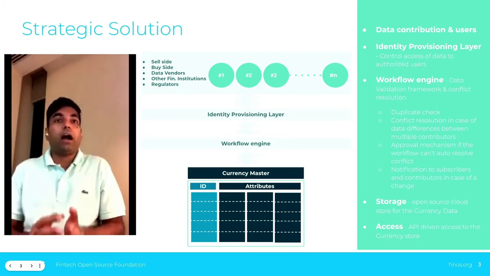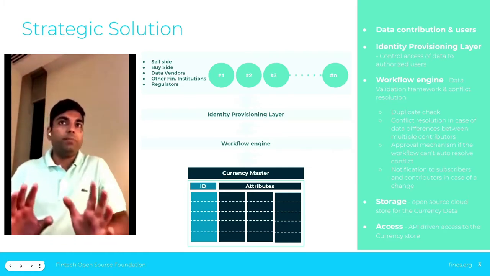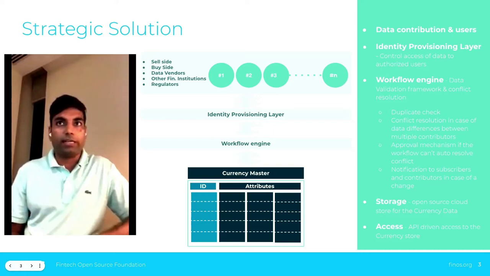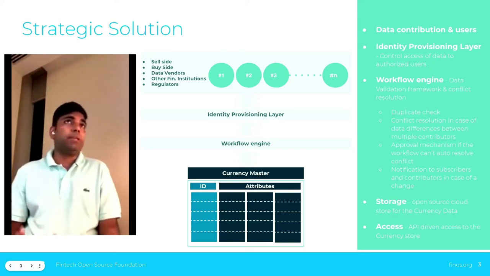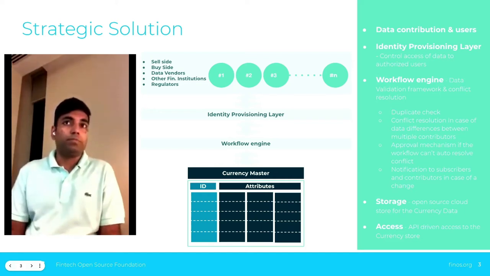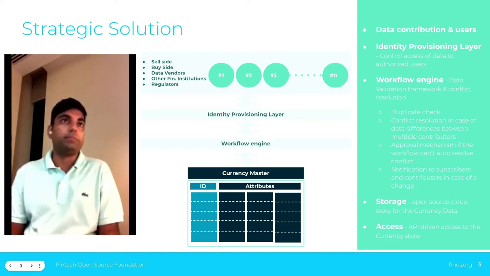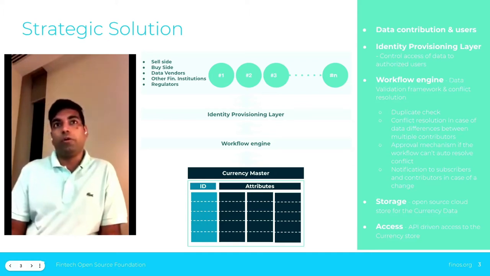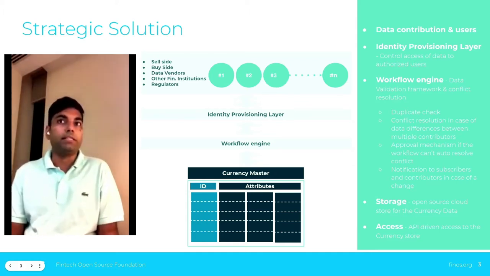So at the heart of the design would sit a workflow engine which would do all data processing and decision making. Let's take a simple use case and then run through this model. So consider a new ISO currency that has been introduced in the market, and assume that there are two firms, Nomura and Goldman Sachs, that have been considered as data contributors.